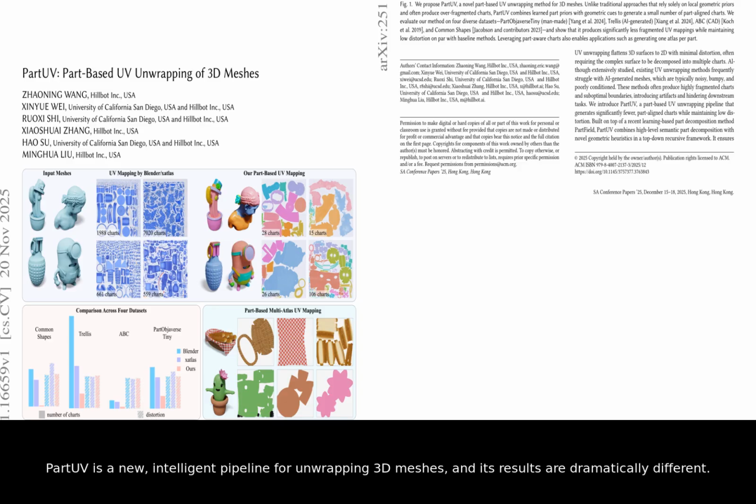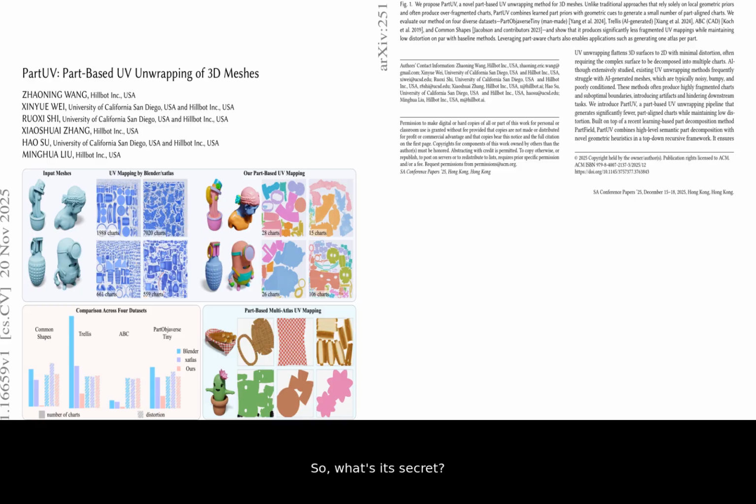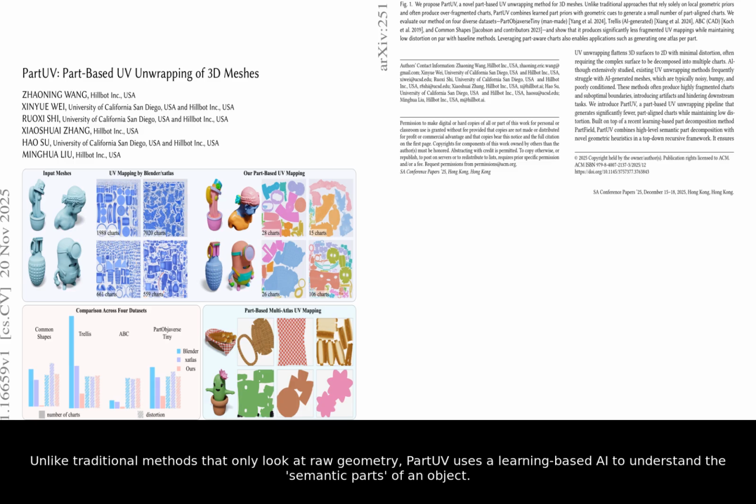PartUV is a new, intelligent pipeline for unwrapping 3D meshes, and its results are dramatically different. Instead of thousands of pieces, it generates just a handful of clean, logical charts. So, what's its secret? Unlike traditional methods that only look at raw geometry, PartUV uses a learning-based AI to understand the semantic parts of an object.